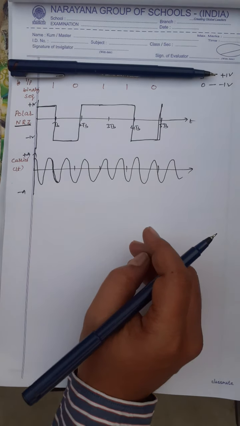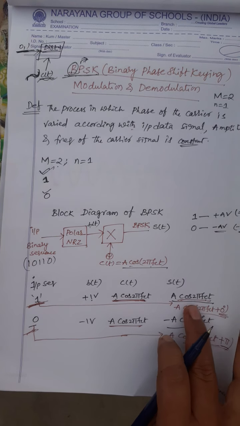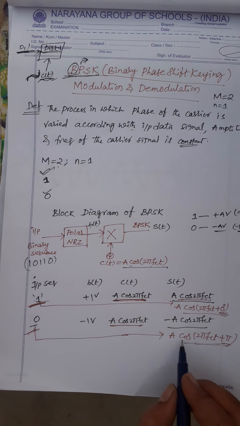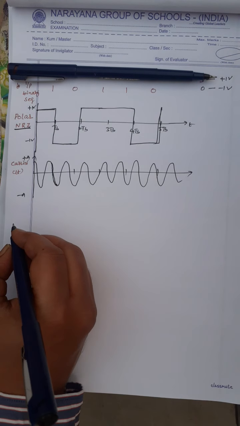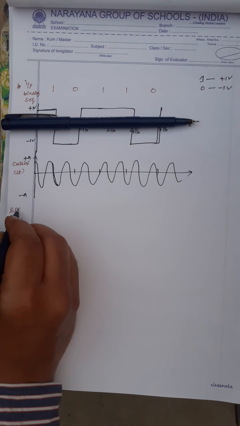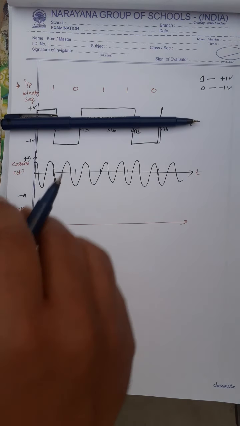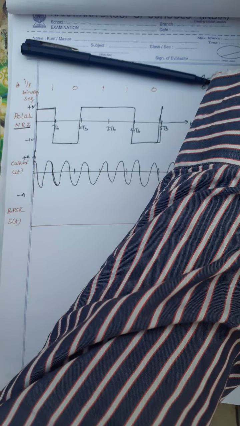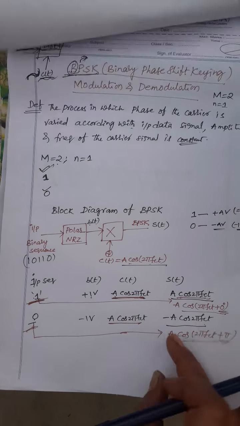Modulated signal S of t, the modulated signal: when bit 1, output is A cos 2 pi fct, and when bit 0, output is minus A cos 2 pi fct, right? So here the modulated signal S of t, that is BPSK, binary phase shift keying signal. This is T. Here what is amplitude? Amplitude of S of t signal is minus A, plus A, yes or no? Depending on phase shift, A and minus A.